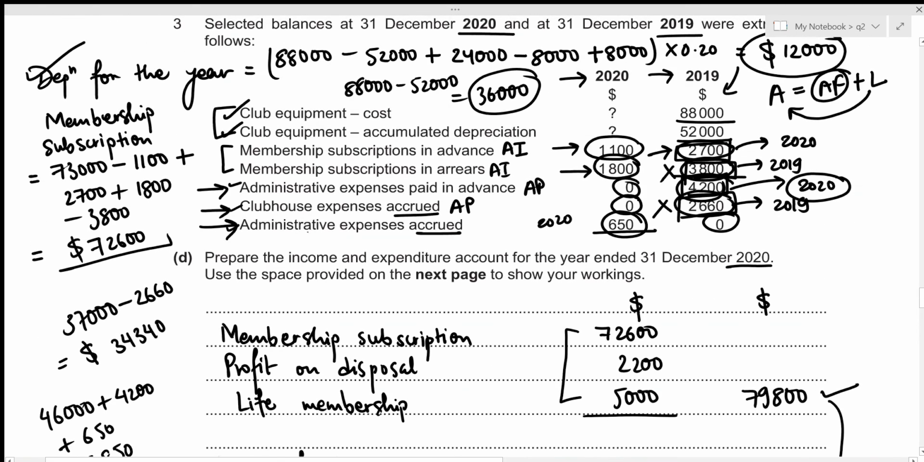Then we are also given administrative expenses accrued. Again, this is an accrued payment, so it will be a liability, but this amounts to 0, so we do not really need to include this.